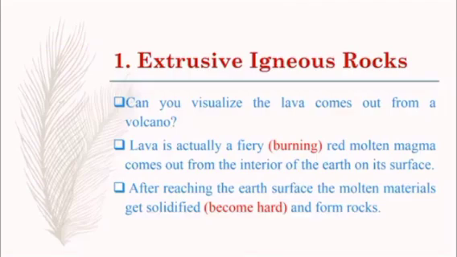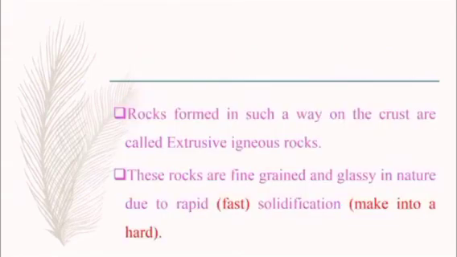Now we are going to learn about extrusive igneous rocks. Can you visualize the lava that comes out from a volcano? Lava is actually fiery red molten magma that comes out from the interior of the earth onto its surface. Fiery means burning. After reaching the earth's surface, the molten materials get solidified, which means become hard, and form rocks. So rocks formed in such a way on the crust are called extrusive igneous rocks.